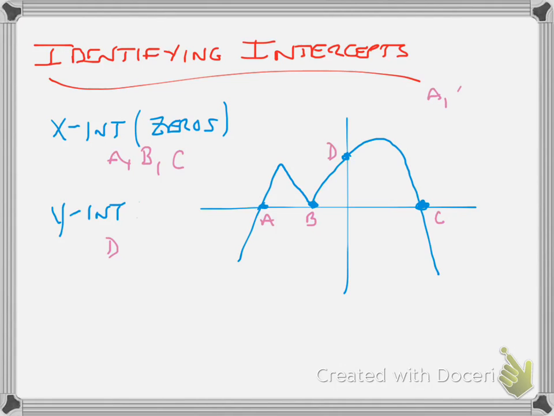What's a more appropriate way to say these? Well, usually it would be (A, 0), (B, 0), (C, 0). Now again, these could be numbers, so -4, -2, and 8, or something of that nature. And then the y-intercept you would express as (0, whatever the value is).